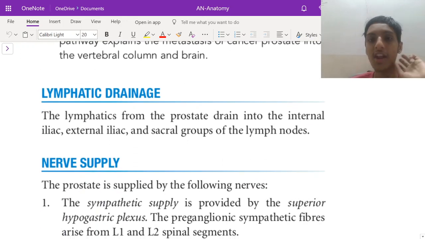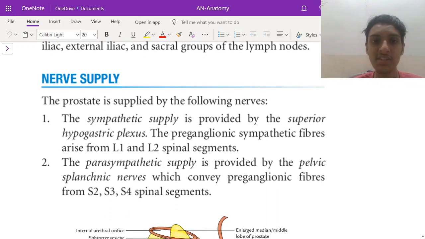Now the lymphatic drainage, it drains into the internal and external iliac along with the sacral lymph nodes. Now the nerve supply, so please remember, the parasympathetic part will be common to all the organs, that is S2 to S4. Got it? And the sympathetic only is going to vary. Here it is L1, L2 from the hypogastric plexus.